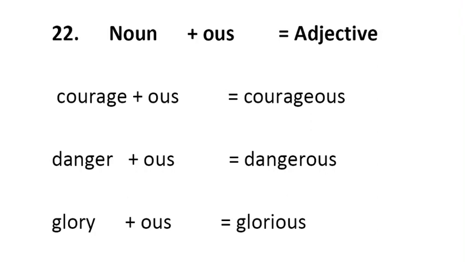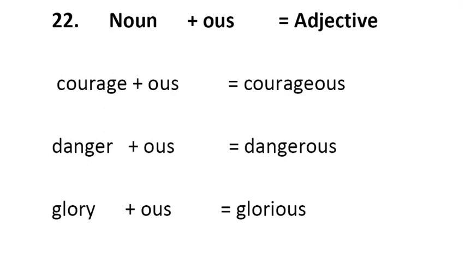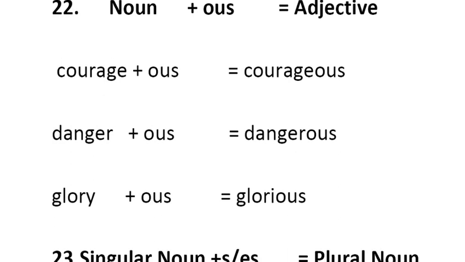Rule 22 says noun plus ous, it becomes adjective. Here also you add suffix. So courage plus ous, courageous. Danger plus ous, dangerous. Glory plus ous, glorious. So suffix ous is added with noun and it becomes adjective.